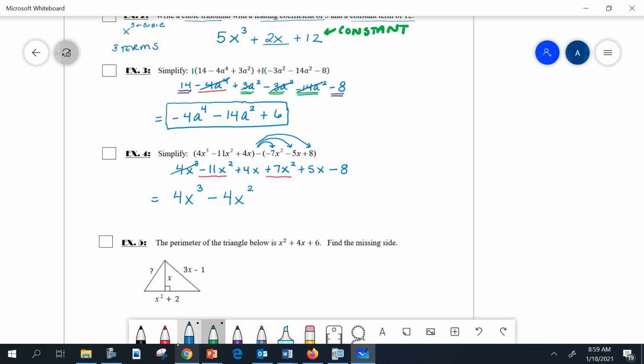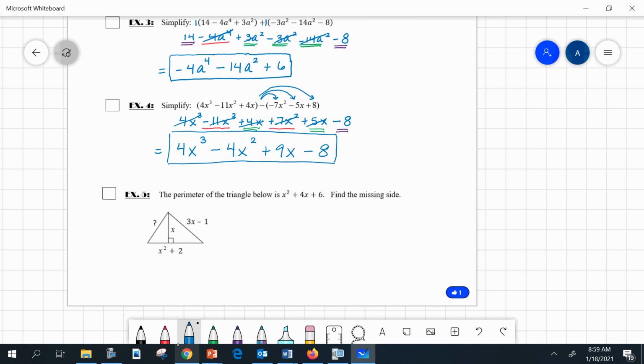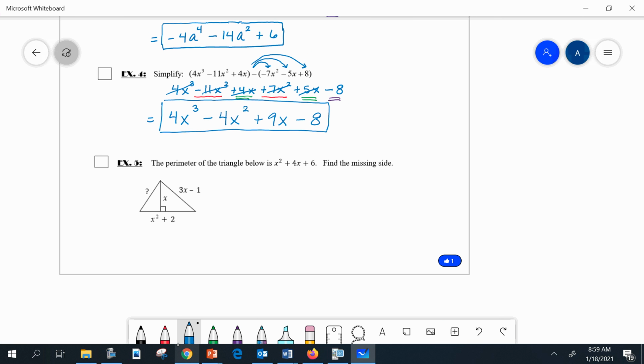Okay? The next thing I'm seeing is this linear term right here with 4x and positive 5x, which is going to combine to make a positive 9x. And I like to cross these out as I go. And then finally, the constant term's negative 8, and there's nothing to combine it with, so I'm going to bring down the negative 8. Okay, so again, we've successfully combined like terms by subtracting, and we've written our polynomial in standard form.